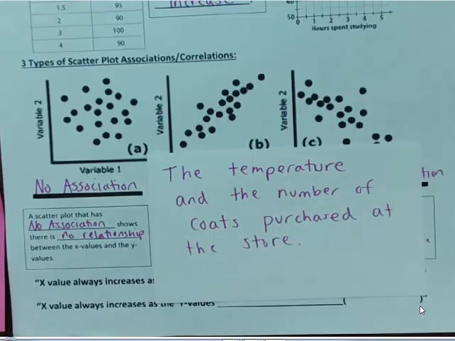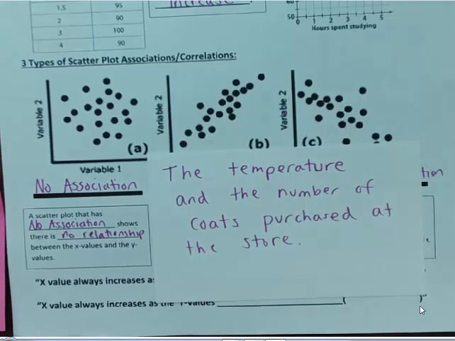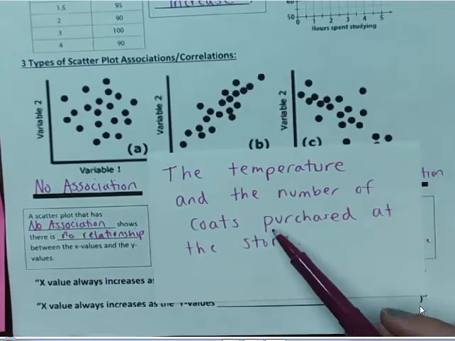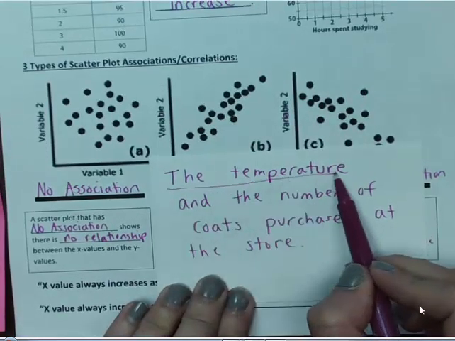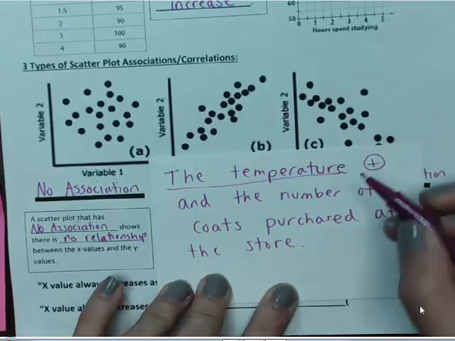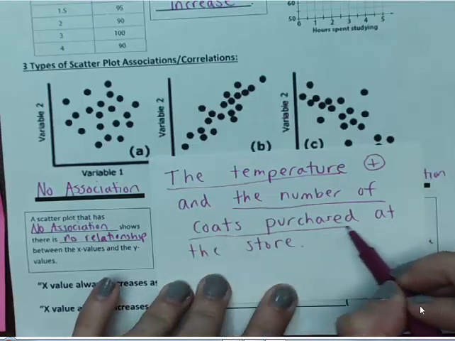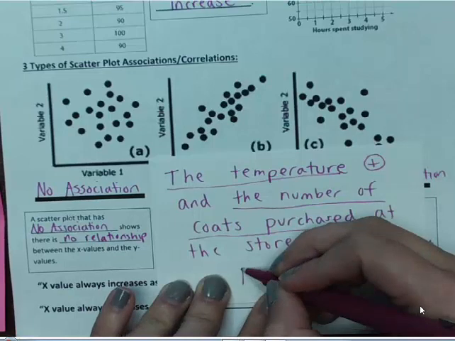So if we consider Texas in the summer, from June, it might be 85 degrees, and then we move up to July, which is starting to get in the hundreds, and then August. As the temperature keeps increasing, what do you think the number of winter jackets purchased at the store is going to be? They're going to most likely decrease. So since the temperature increases and the number of coats purchased decreases, this is going to be a negative association.